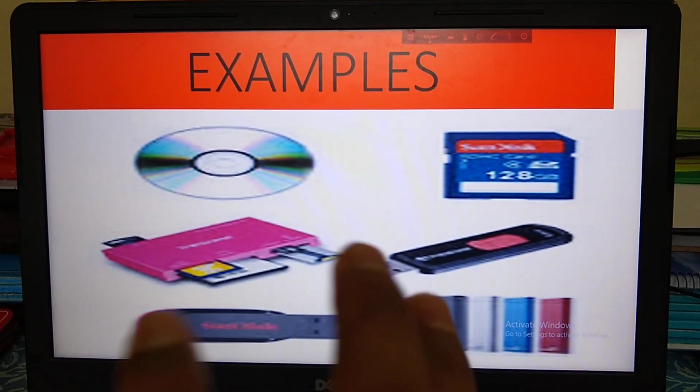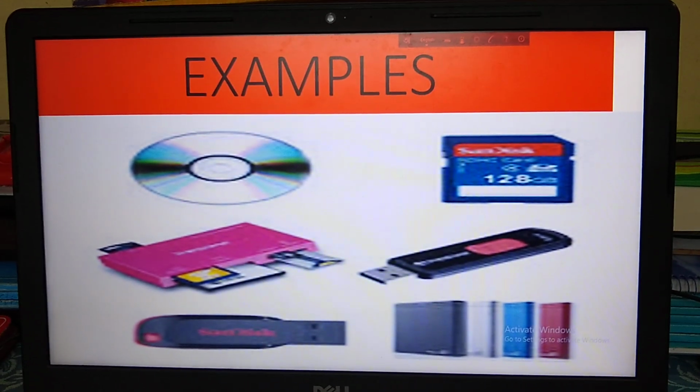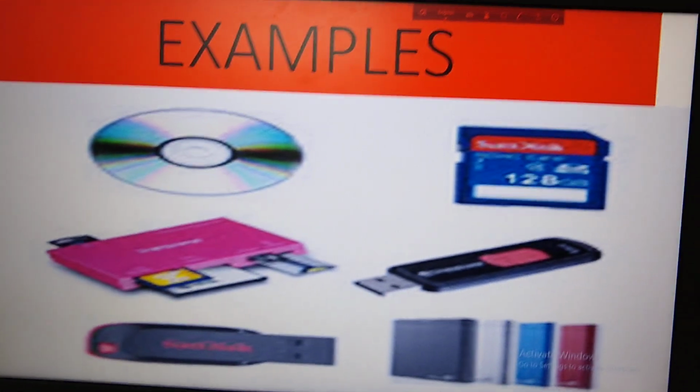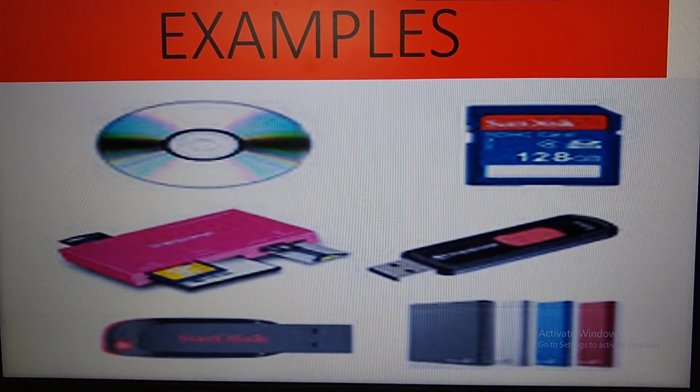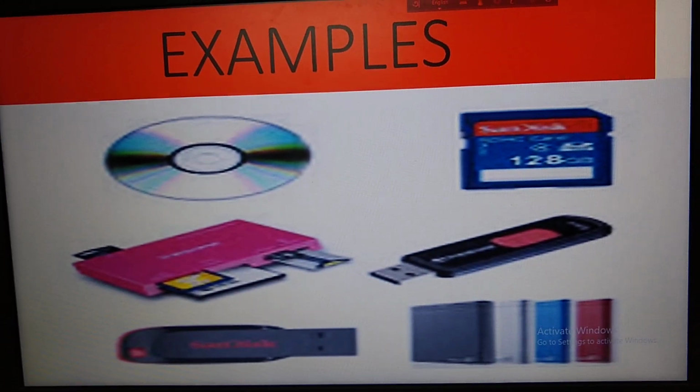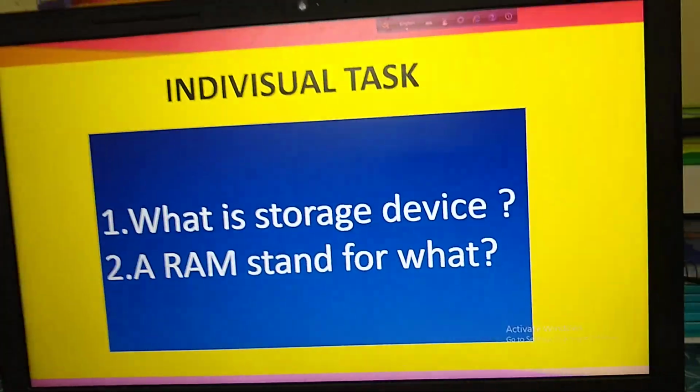Then these are the examples of secondary storage device, like DVD disk, then pen drive, then flash drive, then memory card, your mobile SIM card. These all are examples of secondary storage devices.